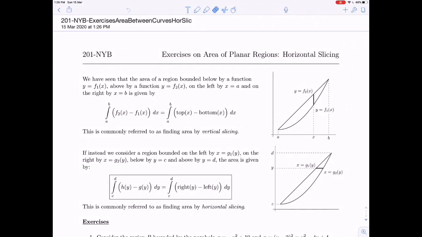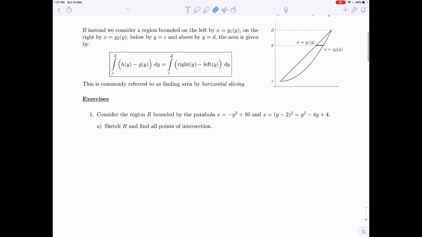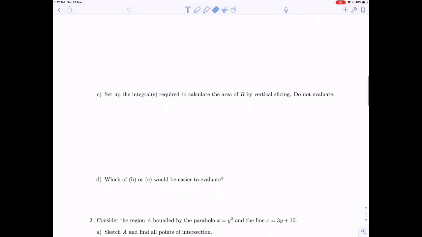Okay, we are going to work on the second question of the exercise set shown here, exercises on area of planar regions using horizontal slicing. So we're going to go ahead and scroll down to the second question.